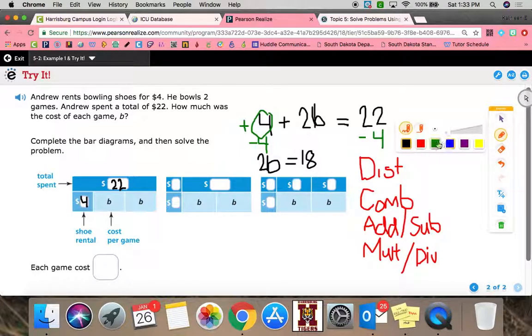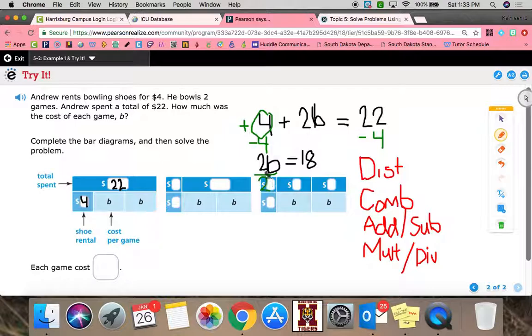So the next step in the order of operations after add and subtract, there's nothing left to add or subtract, is multiply or divide. Remember, this is 2b's, or it's 1 plus 1, or it's 2 times b. So this is being multiplied right here. So the opposite of multiplying, and we've done this before, is to divide.